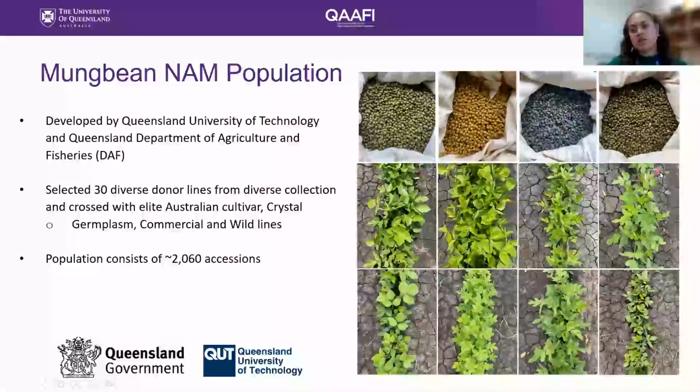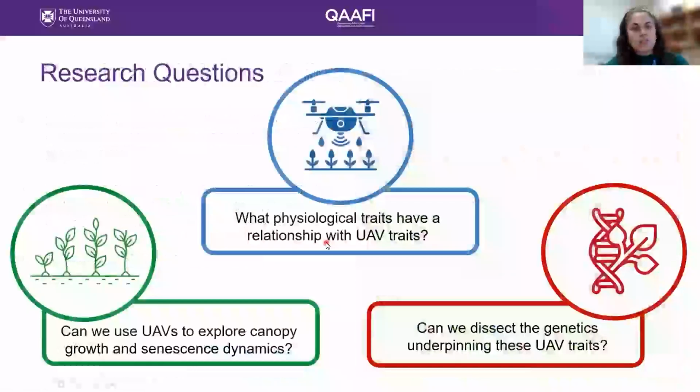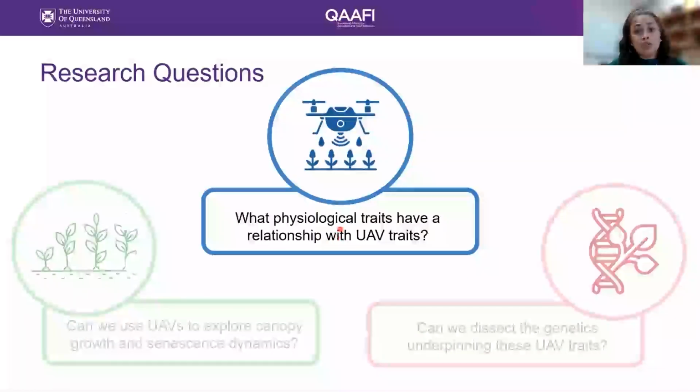You can see from this image that we not only see quite a lot of diversity and variation in seed color and size, but when you look at the canopy, there is a lot of variation there. So it raises the question of whether we can exploit some of this variability to improve productivity. To answer this main question, we then broke it down into 3 objectives. The first is understanding what physiological traits have a relationship with UAV traits. It's all good that we're able to get this information from the UAV, but what does it actually mean in regards to what we're seeing on the ground?